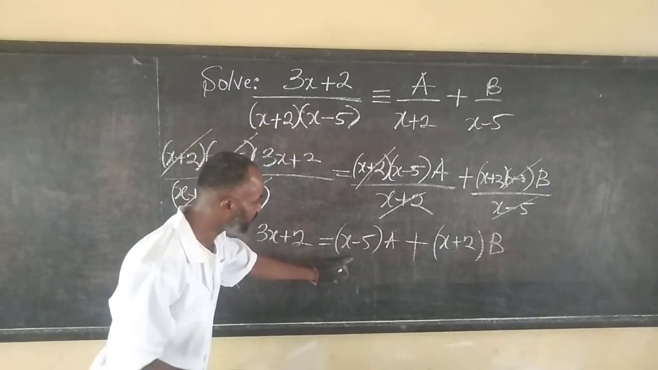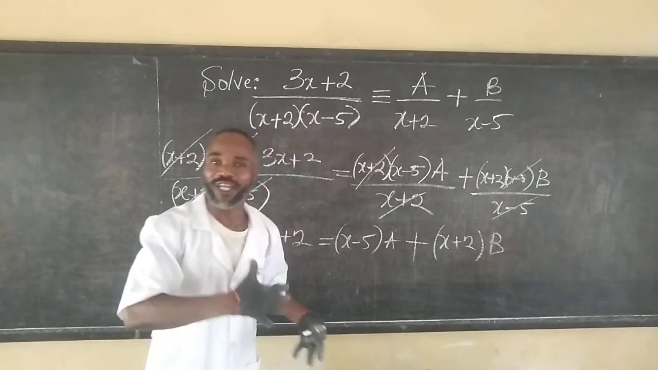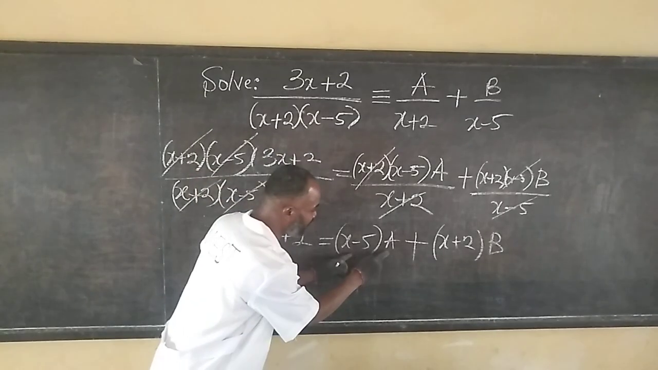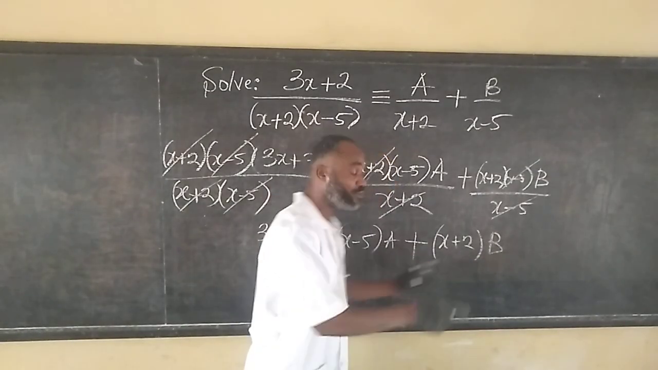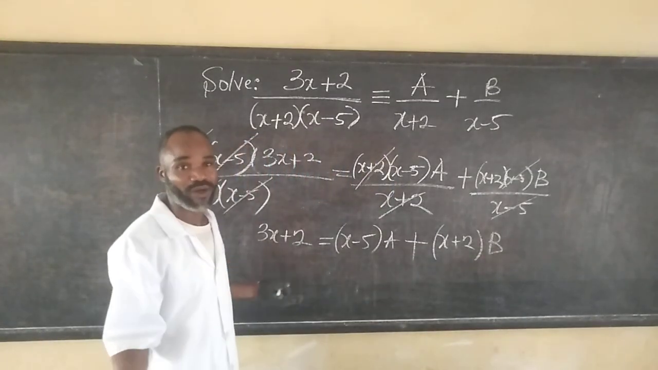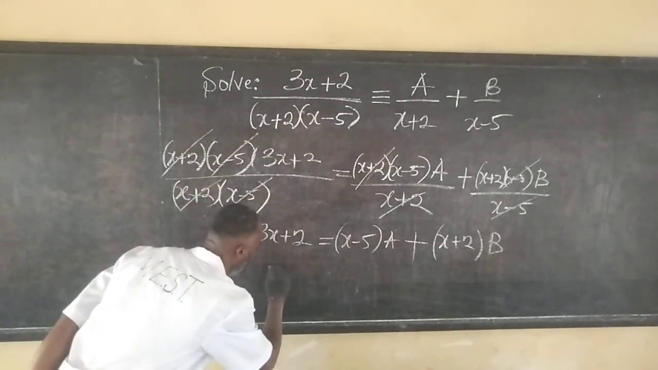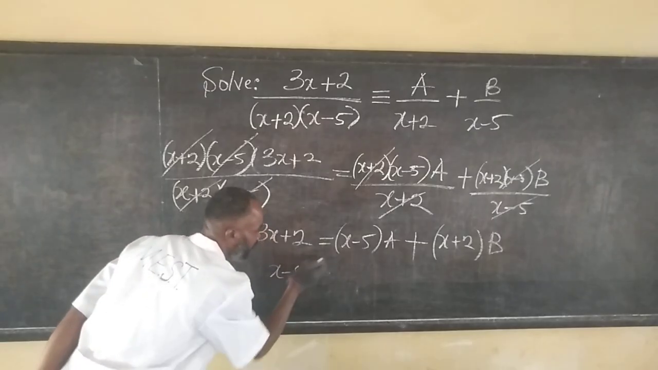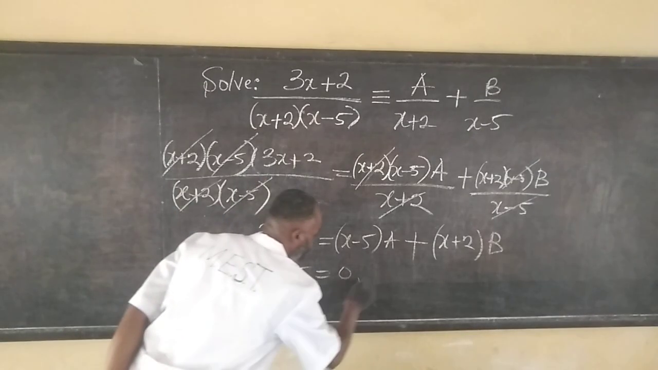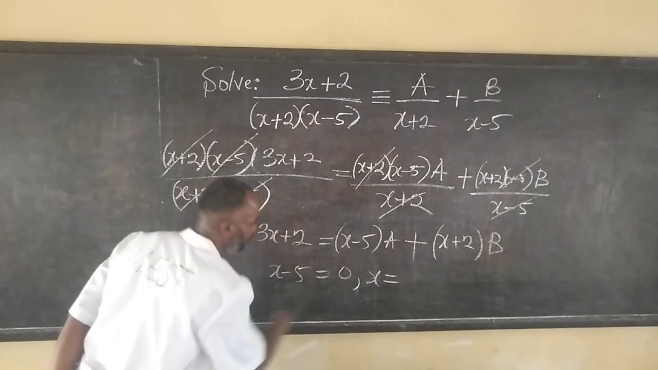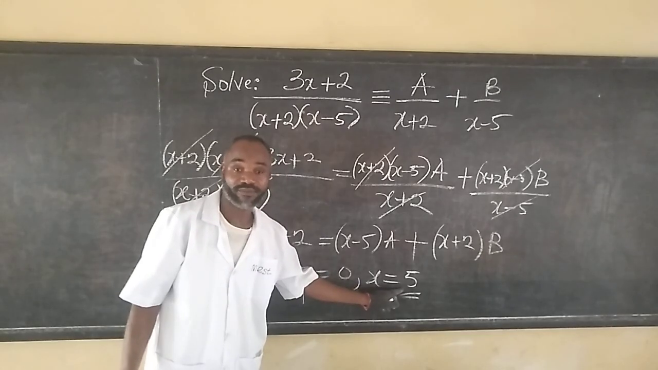First of all, we pick one. Which one do we intend to eliminate? We want to eliminate A to be able to find B, or we want to eliminate B to be able to find A, whichever one you want. So let's begin with this. We can say x minus 5, that's for A here, is equal to 0. We can equate it to 0. Therefore, x here is equal to what? 5. So x is 5.